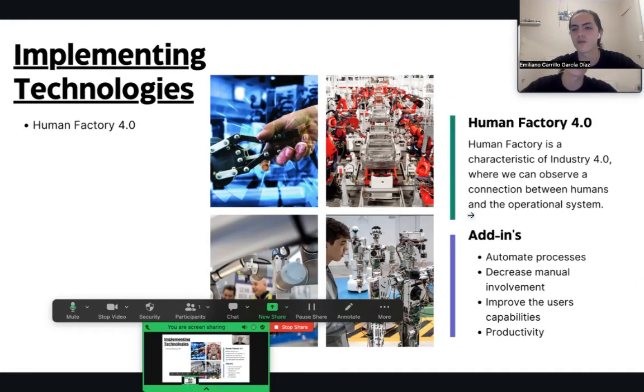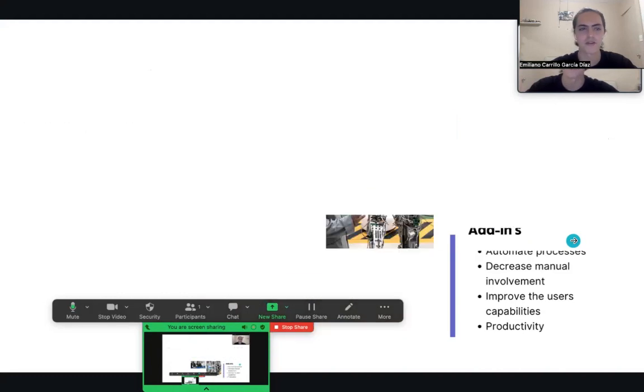Now, human factor 4.0 is a concept in which we relate the human concept with operational systems. Here, some of the add-ons that we propose is an automation process for everything, basically for the adjustment of the screen brightness and such, the decrease of manual involvement. Yet again, this whole process of removing the human factor in adjusting manually every aspect and automatically adapting to the user needs, right? And this will eventually improve our productivity in the process of work.